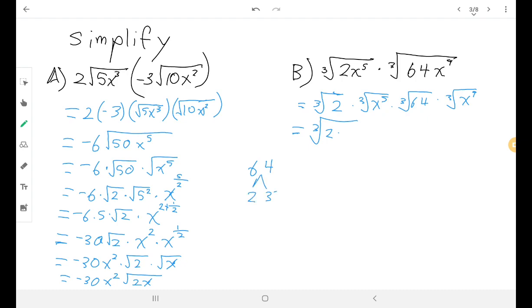That's 2 times 32, which is 2 times 16, which is 2 times 8, which is 2 times 4, which is 2 times 2. So 64 is 1, 2, 3, 4, 5, 6 2's multiplied together. So it's 2 to the 6th. So let's call it 2 times 2 to the 6th instead. And then we'll see how we can deal with that.